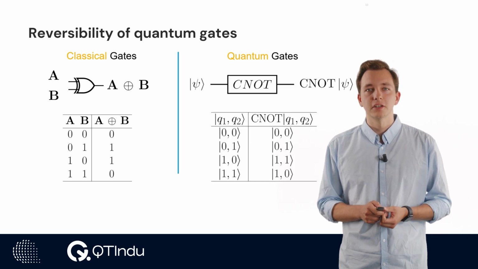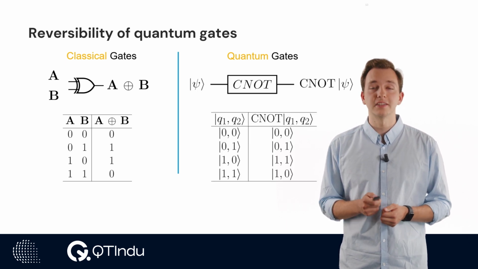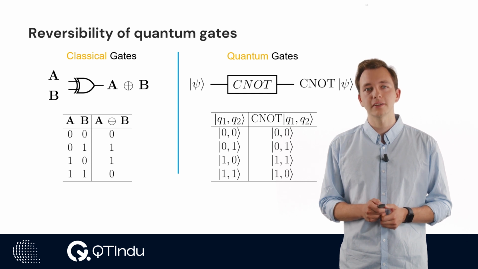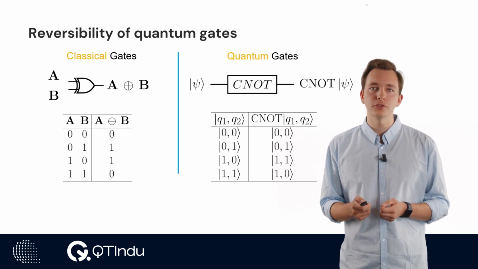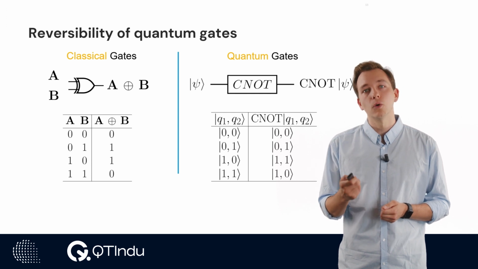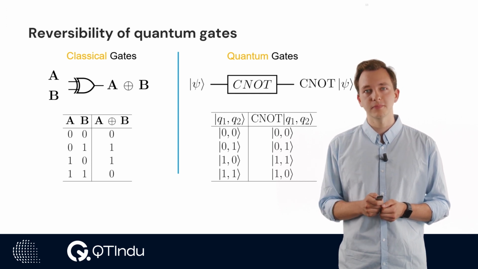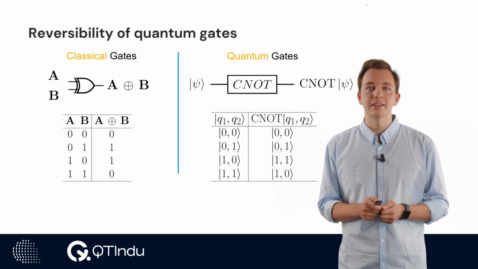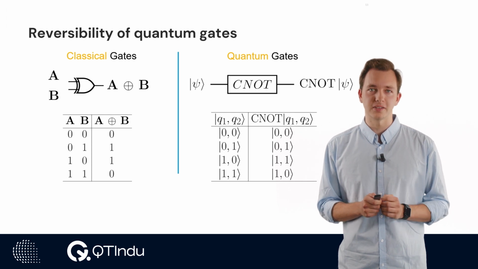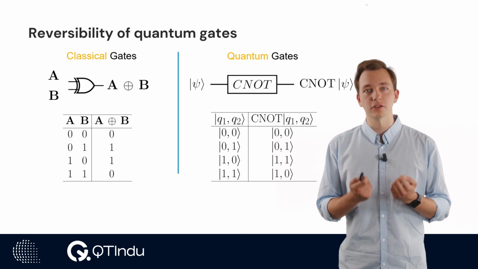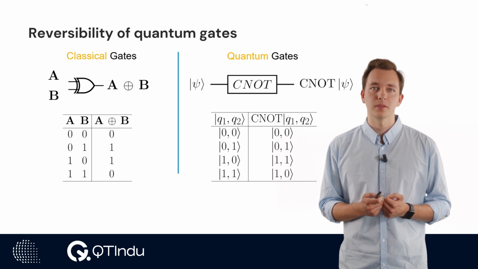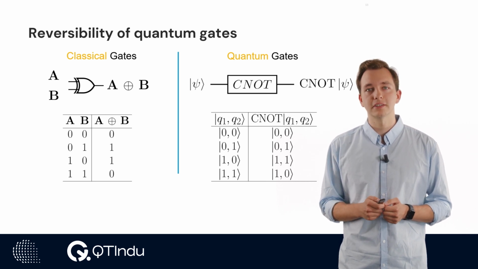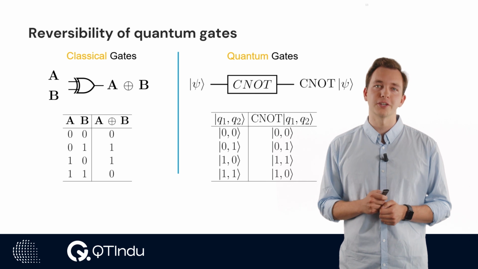This is different for the analogous quantum gate, the CNOT gate. Here again, it will flip the bit of the second qubit depending on whether the first qubit is in the 0 or in the 1 state. The difference, however, is that the output is a full quantum state, which allows us to recover the initial state as the output states are distinguishable. The technical term for this is that quantum gates are unitary operations.